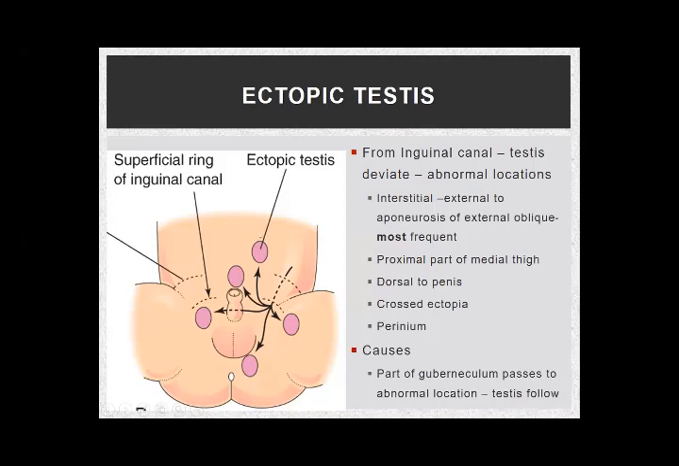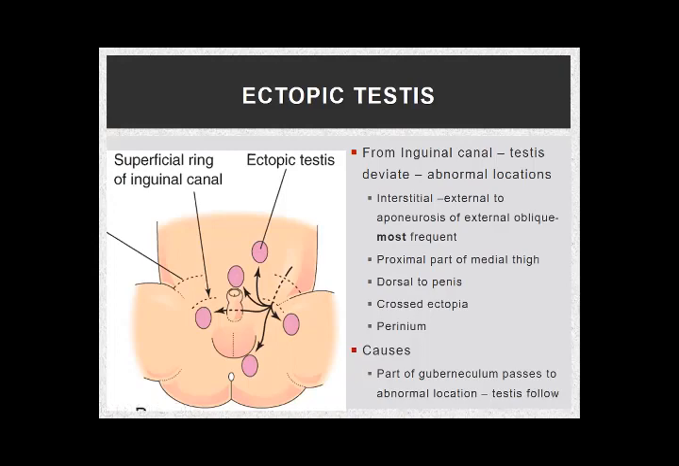In this case, most common site जो है ectopic testis की, वो है इसको हम interstitial testis कहते हैं. This is between the layers of the abdominal wall, external to the aponeurosis of the external oblique. ठीक है? इसको interstitial type of testis कहते हैं.